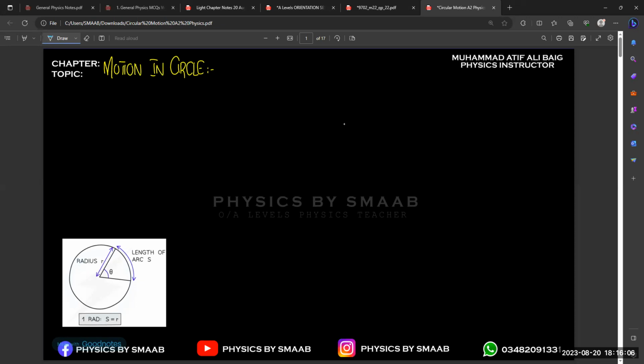First of all, in mathematics, you may already have done something about the length of an arc and the radius that is shown in the diagram over here. Initially we have to discuss some circular motion, because at IGCSE level we studied that when a body moves in a circular path with constant speed, that motion is known as uniform circular motion, right? But we know that in a circle we have to measure degrees or radians, right?